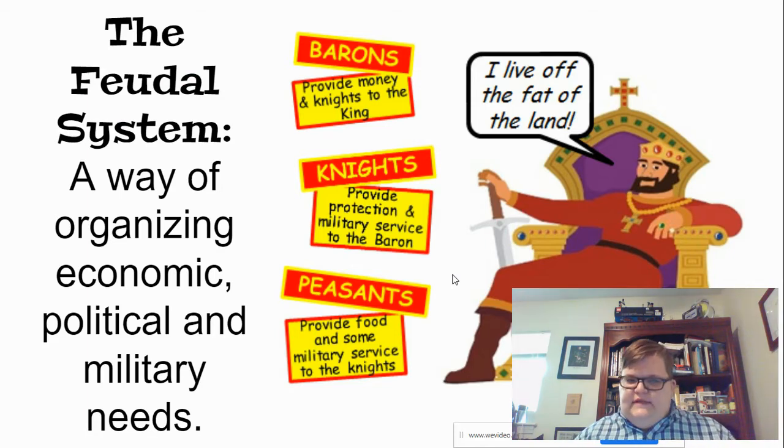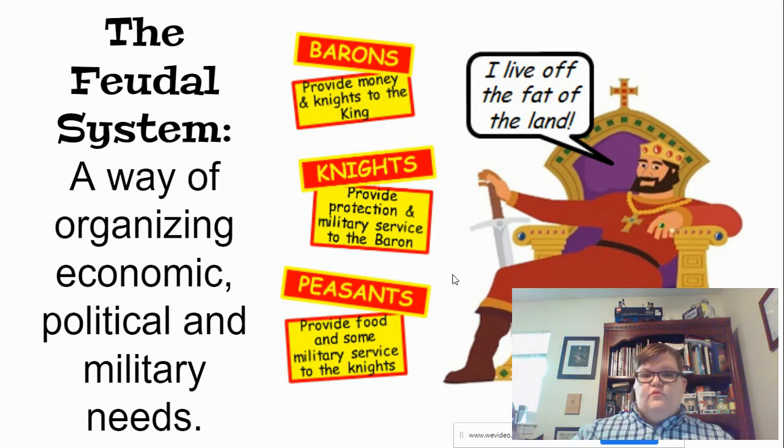The feudal system, okay? The feudal system defined, since this is your vocabulary, is a way of organizing economic, political, and military needs. Now, in this little comic, the king is sitting there and he says that he lives off the fat of the land, which is true. All he does is sit there and rule.